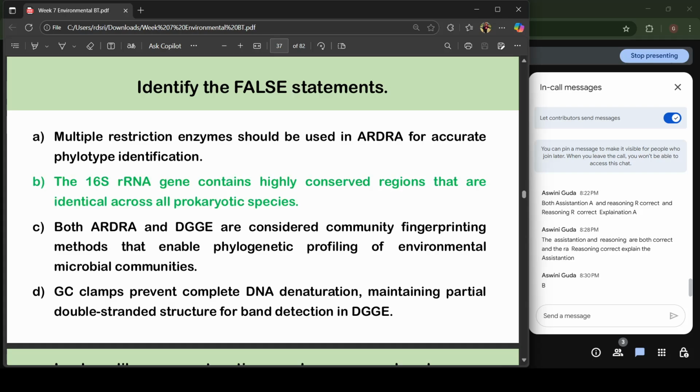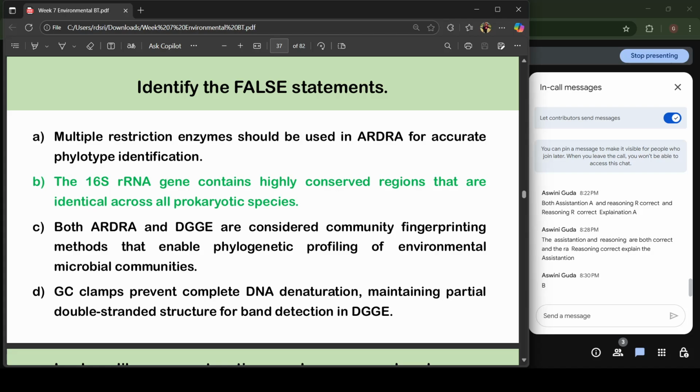Exactly. So in ARDRA, we should use multiple restriction enzymes, because when we use only one, there are high chances of getting false positives or false negatives. So we should use multiple restriction enzymes so that we get accurate results. And the third statement, both ARDRA and DGGE are community fingerprinting methods, and they enable phylogenetic profiling of environmental microbial communities. Yeah, that is why we use these techniques.